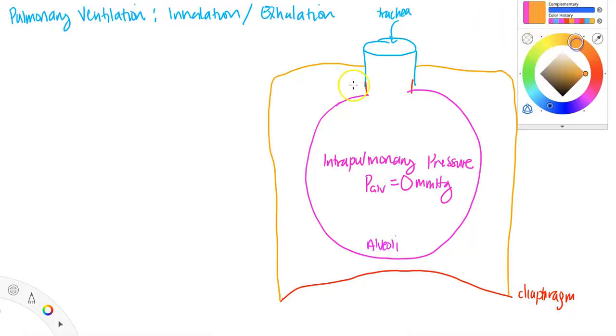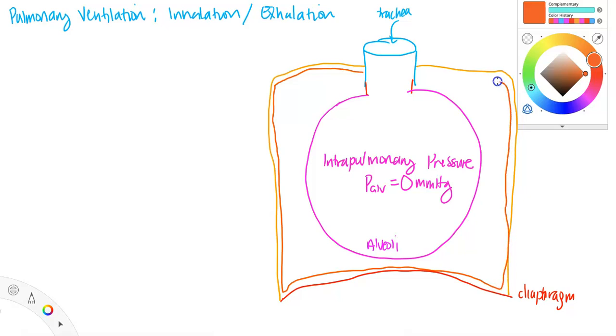Let me just go ahead and quickly, before I forget, sorry, I forgot to put in the serous membrane here, so let me just put that in because that's kind of important. So you don't forget that it's there.